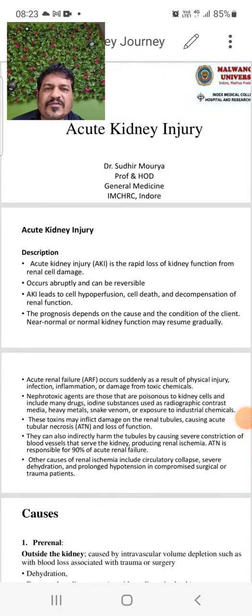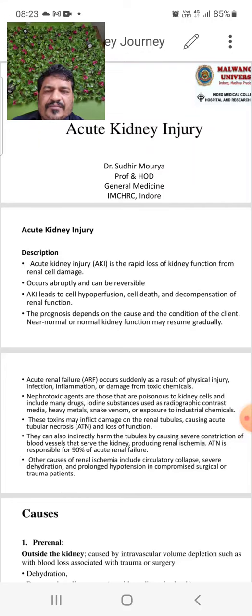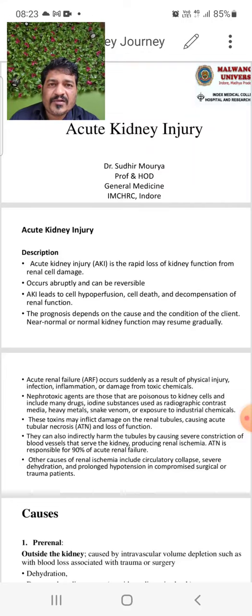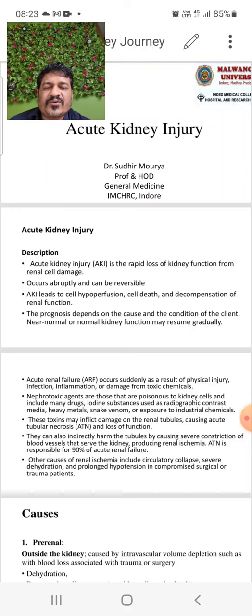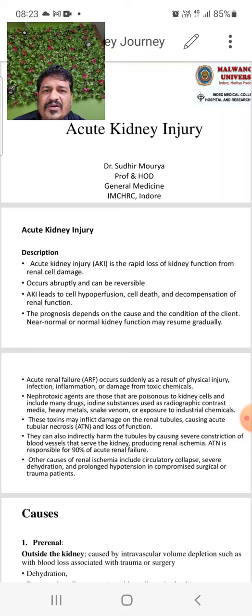So after the completion of the previous lecture on hypertensive crisis, now I'm going to tell you something about acute kidney injury. What do you mean by acute kidney injury?